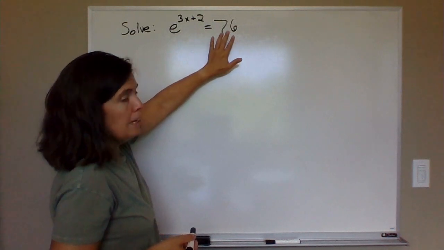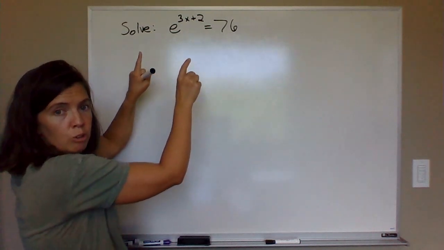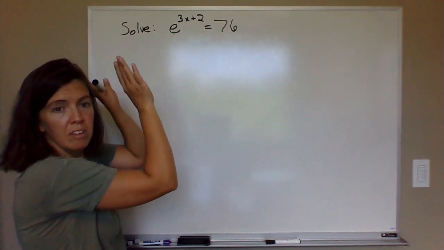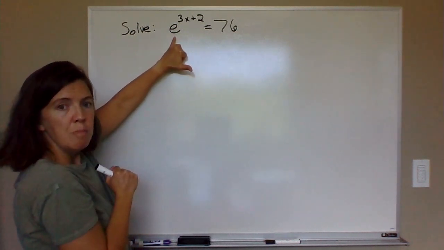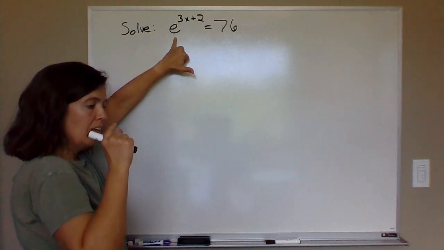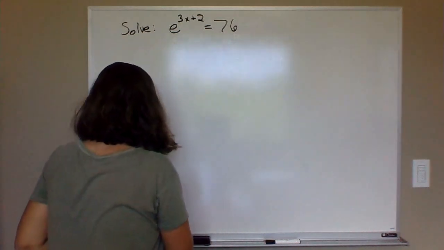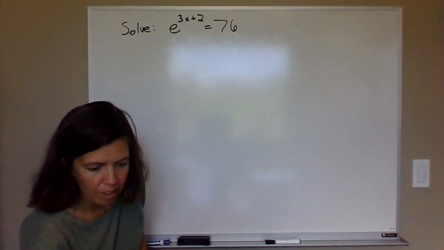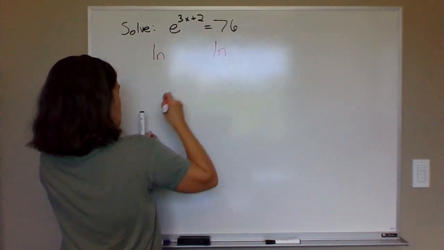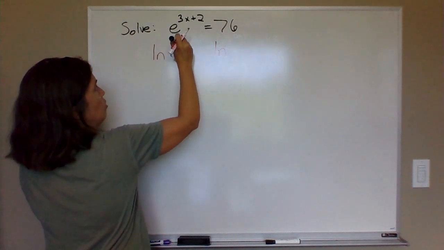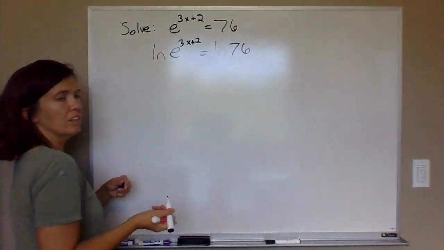Then plan B is to take a logarithm of both sides. As I said in the last video, you can take any type of logarithm you want as long as you apply the same logarithm on both sides. Because the base here is e, it would be smart to use the logarithm base e, which is the natural log. So I'm going to take natural log of both sides of this equation. So natural log of e to the 3x plus 2 equals natural log of 76.